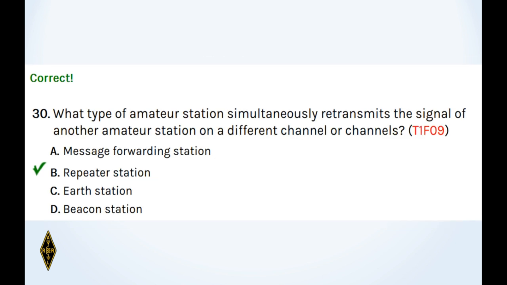And 30, what type of amateur station simultaneously retransmits the signal of another station on a different channel or channels? That's a repeater.